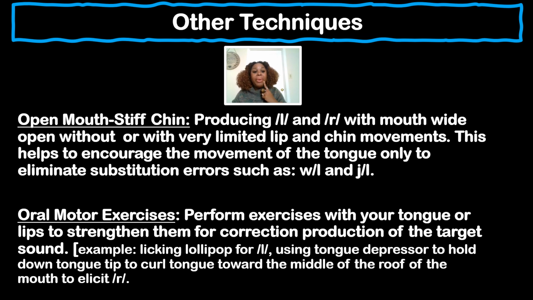My mouth is open. My lips aren't coming forward. My chin is not moving up and down. But you'll see, you can do it like this. La, la, la, la, la. A lot of kids do that. And because that chin is moving, because those lips are kind of coming forward, it's making them not activate the tongue. And because I want them to focus on the tongue, we're going to open wide, stiffen the chin. La, la, la, la.